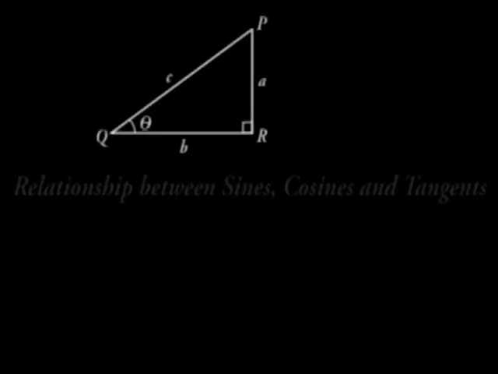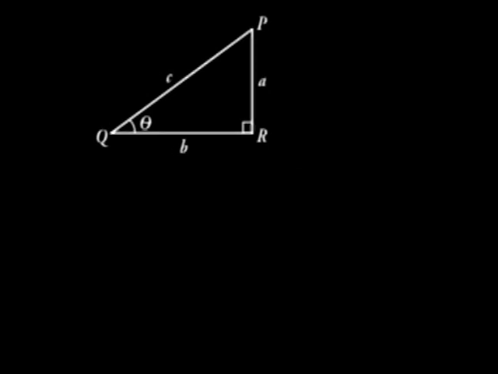Relationship between sines, cosines, and tangents. Consider the triangle below. Sin theta is equal to A over C. Cos theta is equal to B over C. And tan theta is A over B.